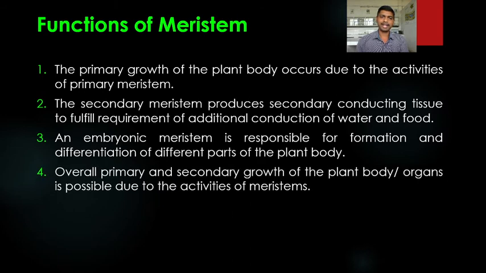Overall, primary and secondary growth of the plant body or organs is possible due to the activity of meristem. So growth in case of plant is uniform because of this primary and secondary meristem, or due to the activity of the meristem. So overall primary and secondary growth of the plant body or plant organ is possible due to the activity of meristems.